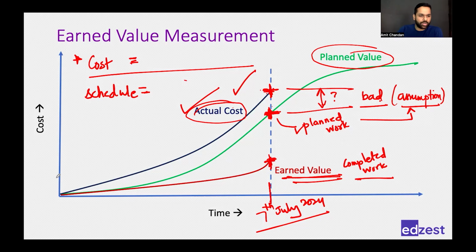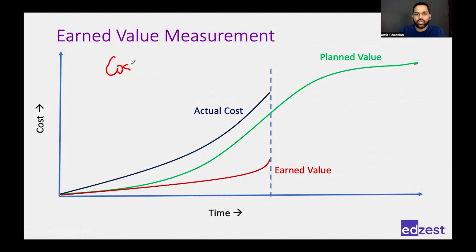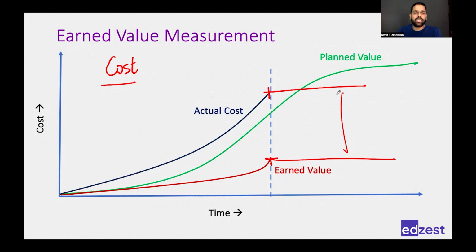So whenever you want to understand your performance with respect to cost, you will always compare your actual cost with your earned value. And because your actual cost is more than your earned value, that's why we will say that the project is performing bad in terms of cost, which means we are over budget. Right? So always compare with your earned value, not with your planned value, for the cost.